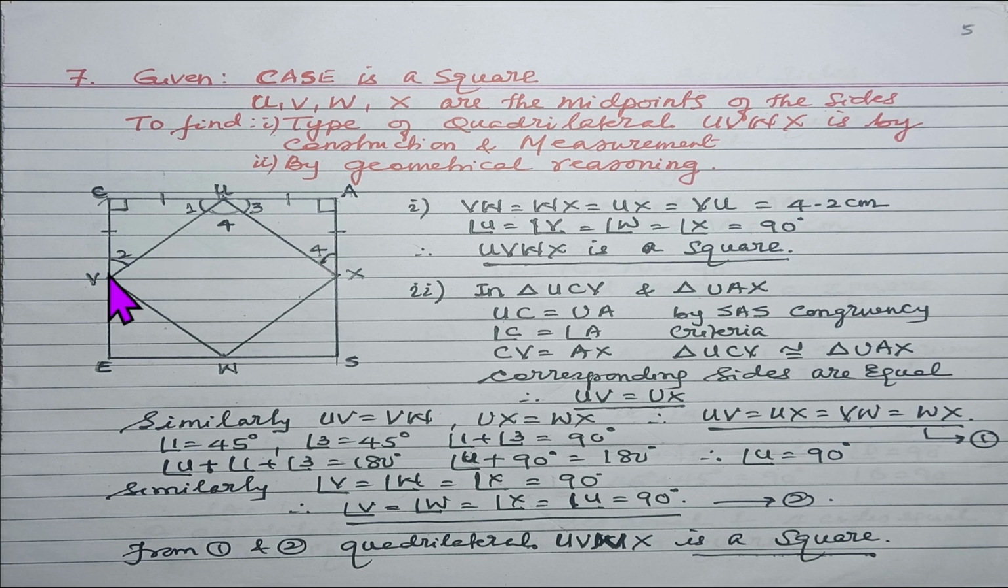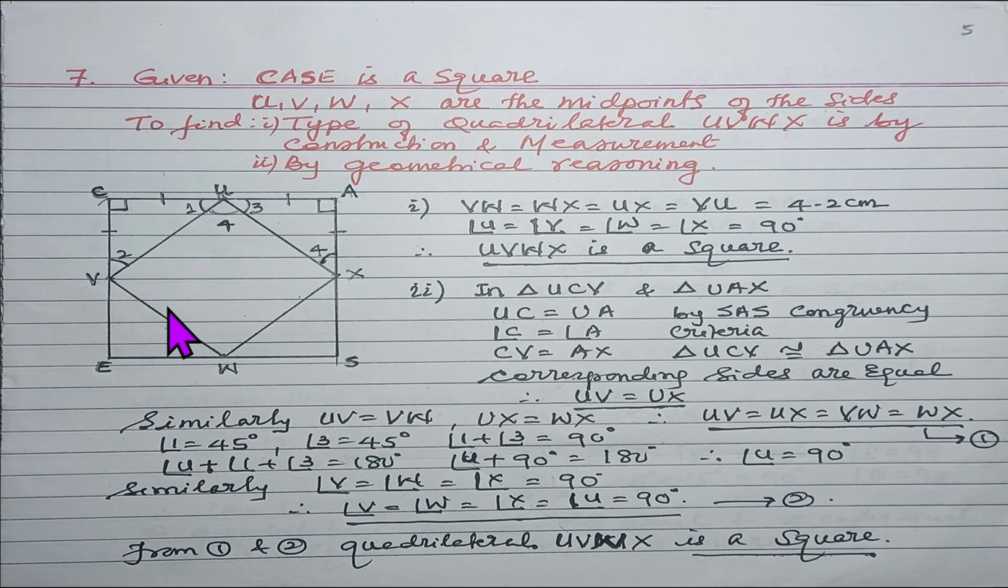that is, VUC, that is CVU and AUX are congruent, their corresponding sides are equal, and UV is equal to UX. For the same reason UV is equal to VW, and for the same reason VW is equal to WX, and WX is also equal to UX. Therefore all the four sides are equal.